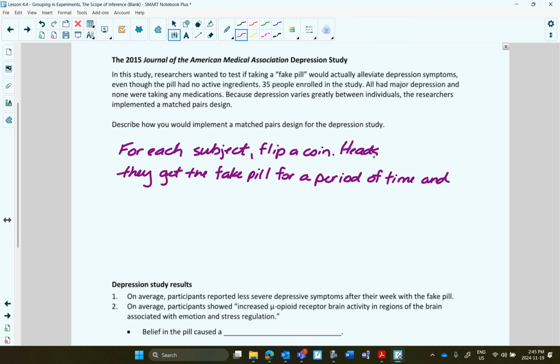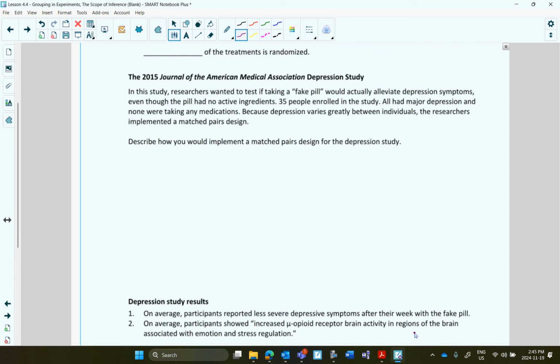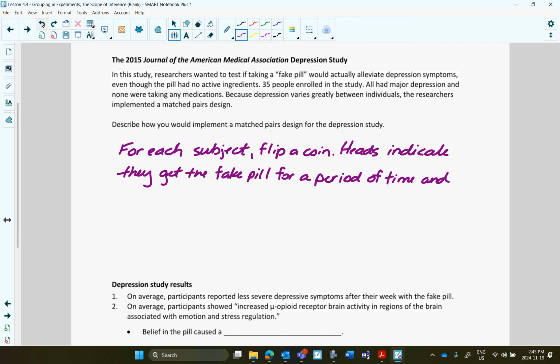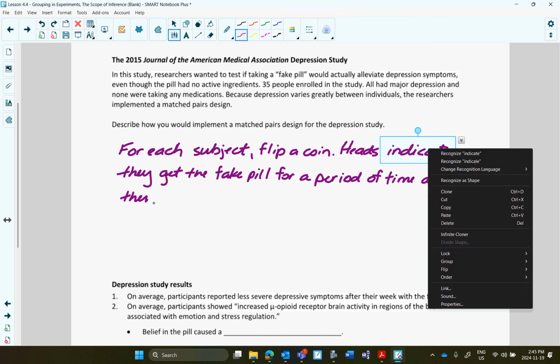You couldn't compare it to the other experimental units, because they would all have depression, and they would all have no medication. Right. Yeah, good point. So heads indicates they get a fake pill for a period of time and then no pill for the same period.